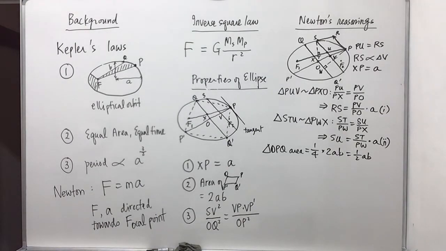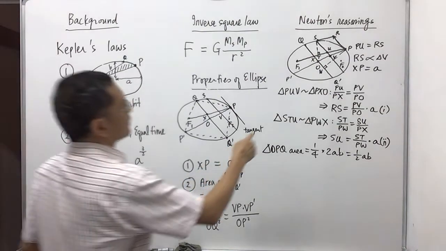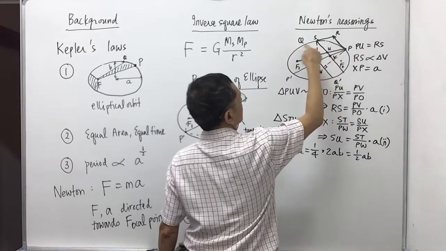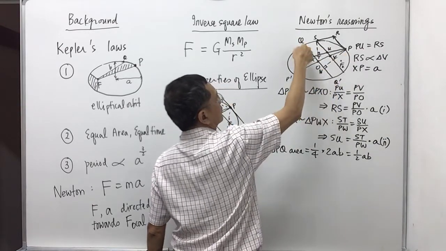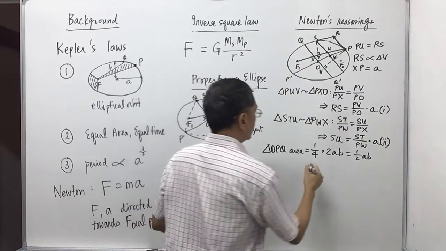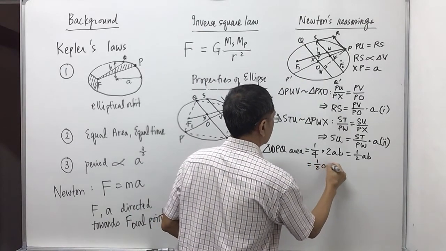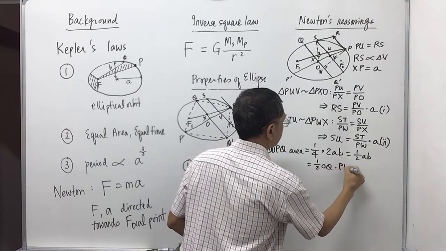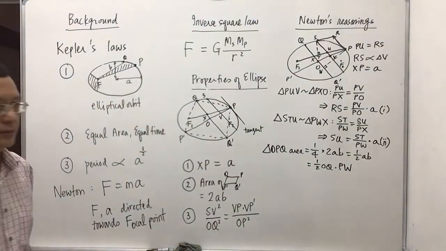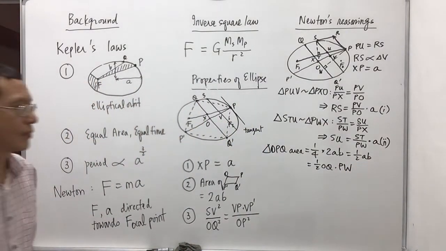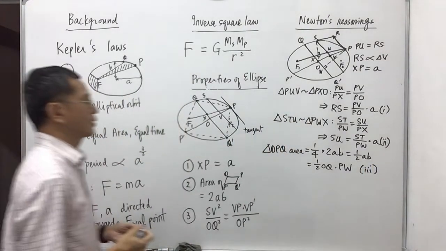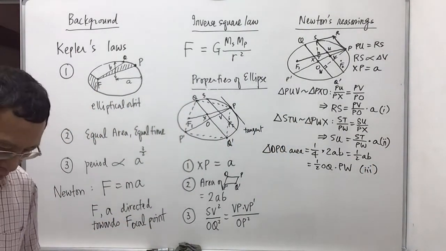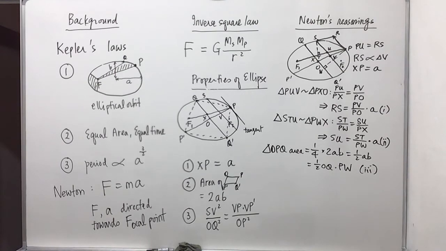But there's another way to look at triangle OPQ, because we have dropped a perpendicular down from P to W. Can you see? Now, look at this triangle OPQ. This is the height of the triangle, and this is the base of the triangle. So this is also equal to half times OQ times PW. This is going to be useful. We'll call this our relation number 3.